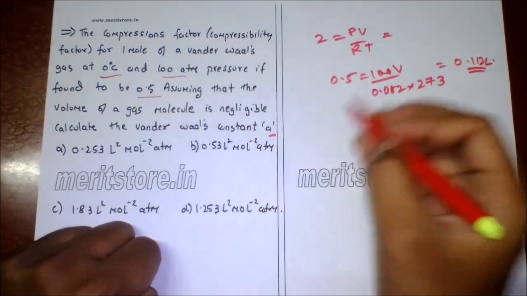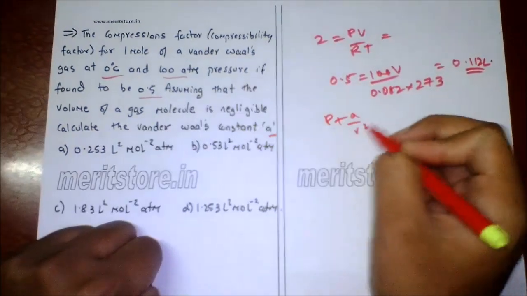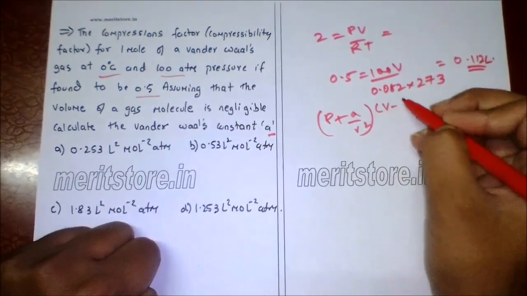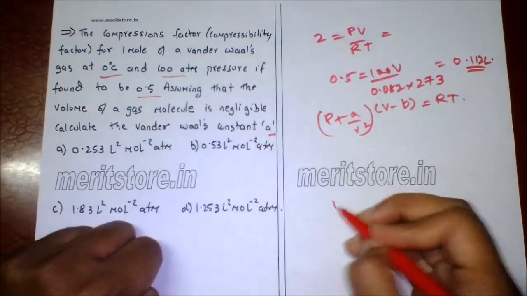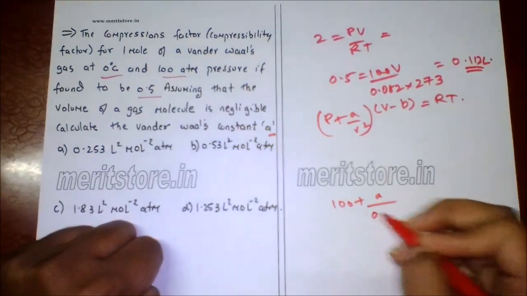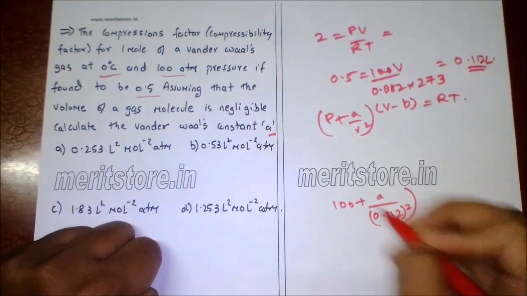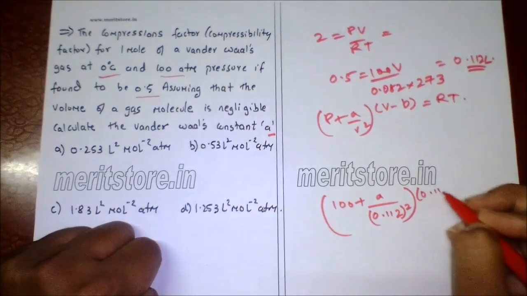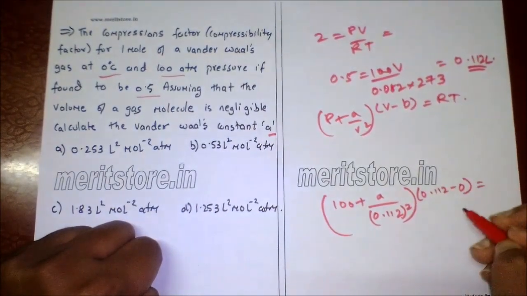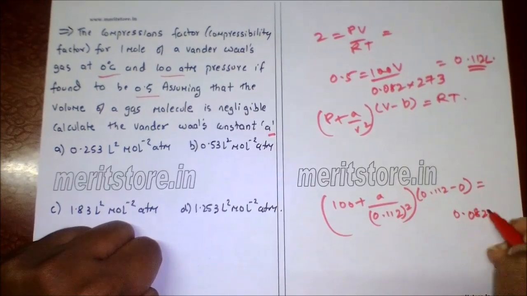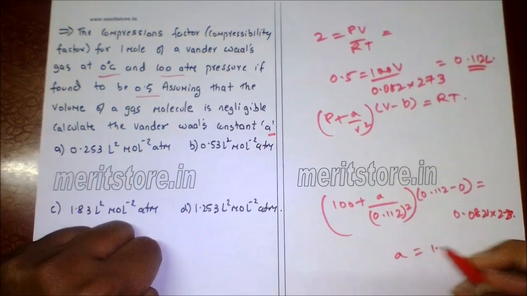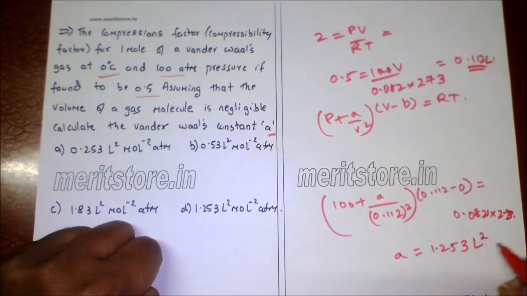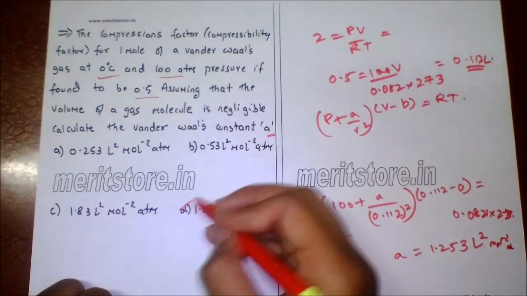So according to van der Waals equation, (P + a/V²)(V − b) = RT. So substituting the values, we get (100 + a/(0.112)²) × 0.112 − 0 = R, which is 0.0821 × 273. So a comes out to be 1.253 L² per mole² atm. So option D is the correct answer.